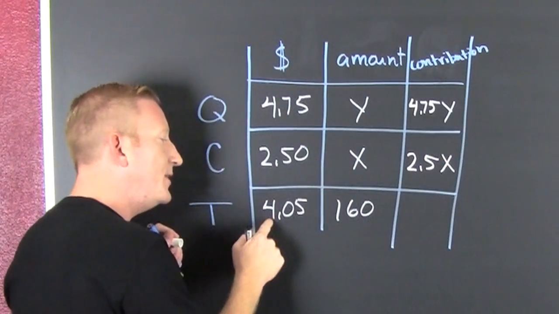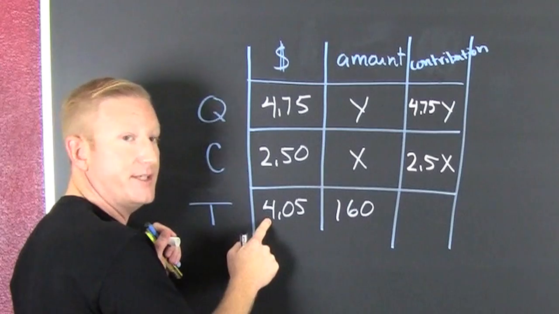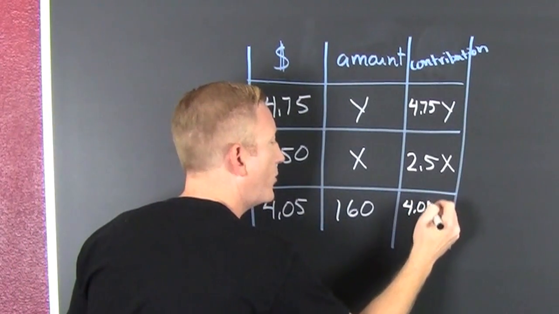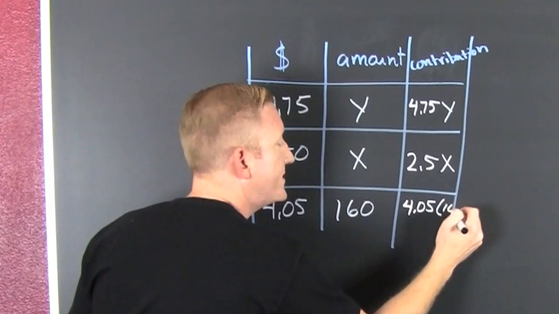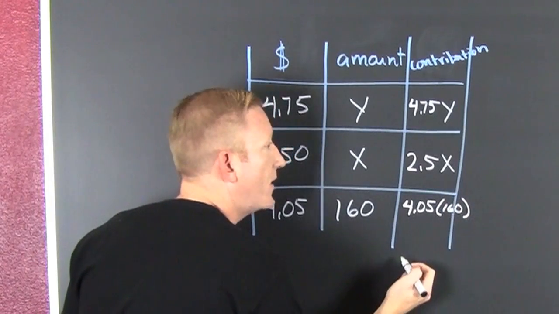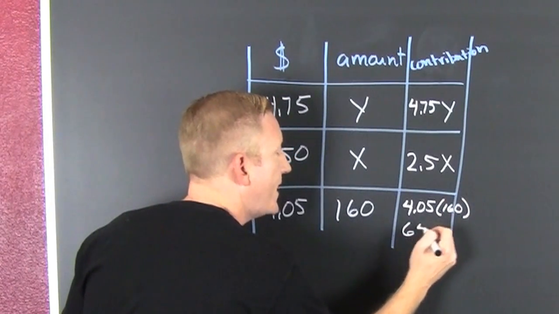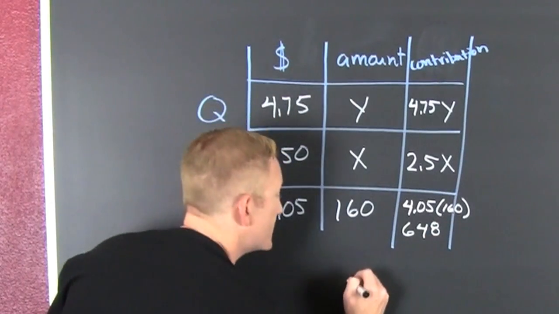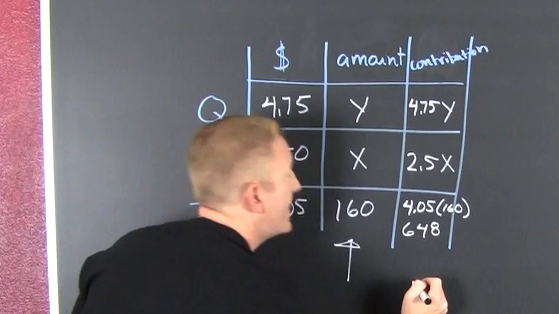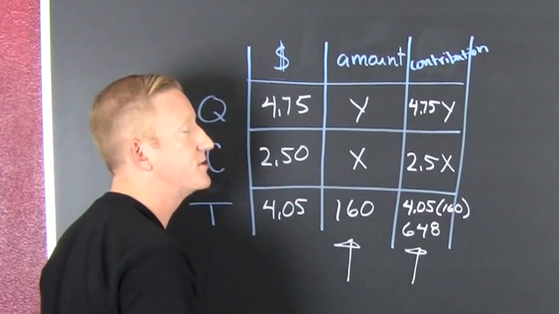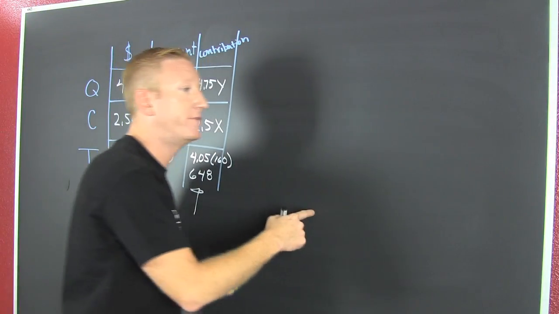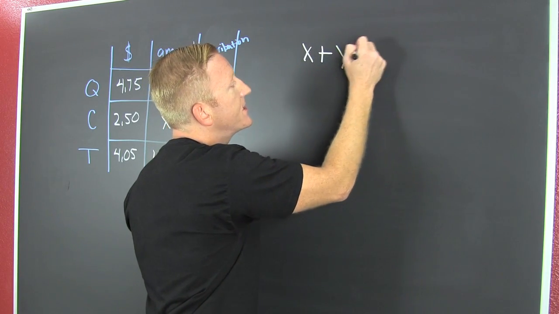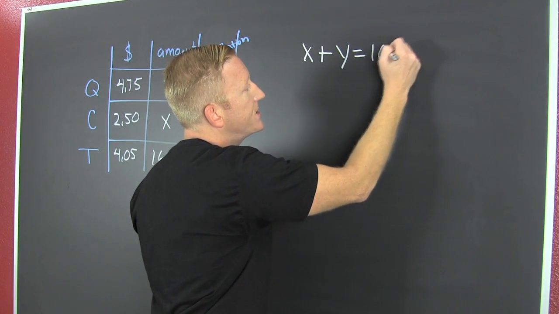What's next? We need to find how much our mixture is going to cost. So we hope to sell it for $4.05 times 160. If we pound that out in our calculator, that's $648. So that lends us to two equations, the amount equation and the contribution equation. So I'm going to take those over here. The amount equation, X plus Y, is equal to 160.